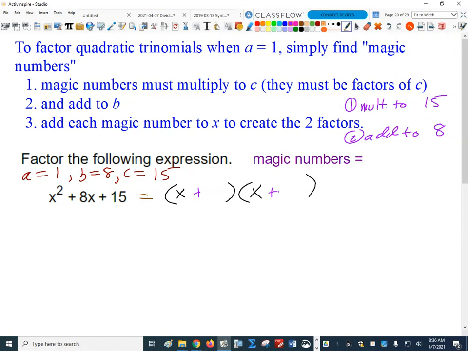So what numbers multiply to 15 and add to 8? 3 and 5? Okay, so we got it. It's that easy. No big deal. How could we check this?